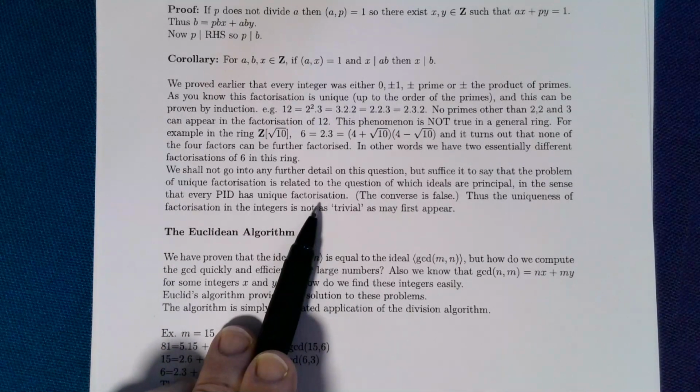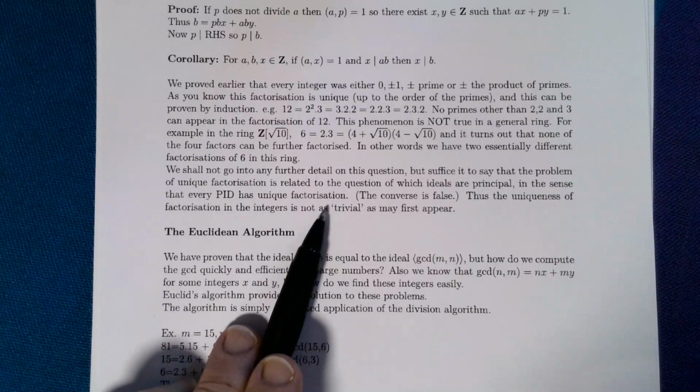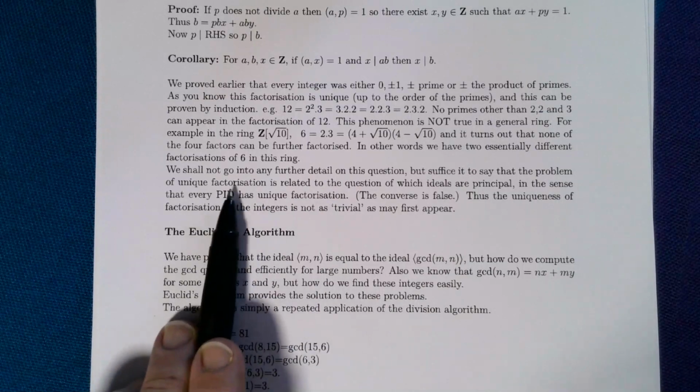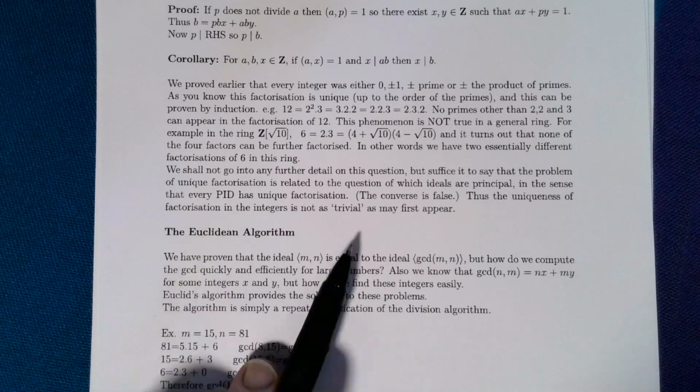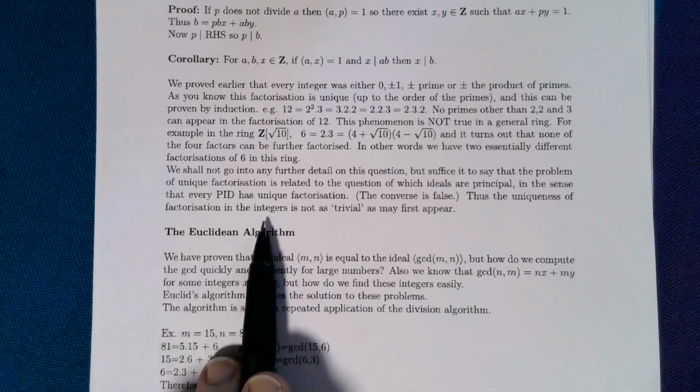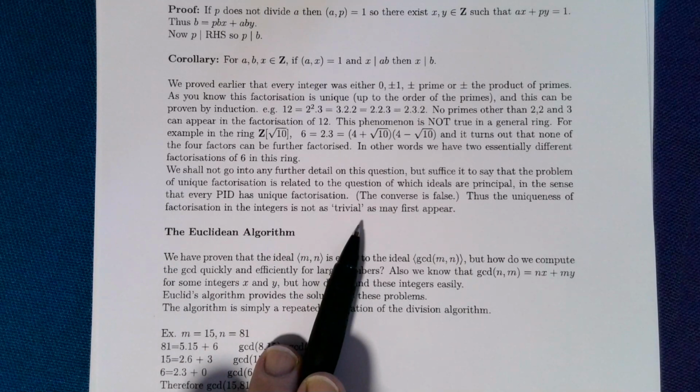Now, you might think about that for a bit, because in the integers we have unique factorisation, and that is a happy accident as a consequence of the fact that in the integers every ideal is principal. So uniqueness of factorisation in the integers is not as trivial as you might first think.